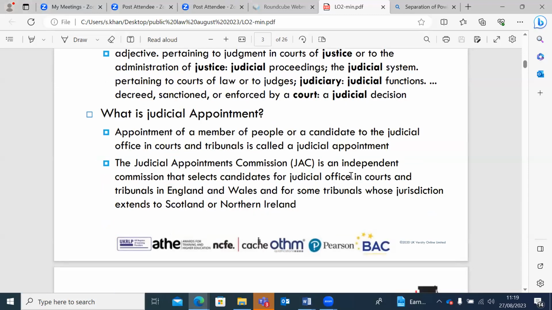What is judicial appointment? The appointment of a member of people or a candidate to judicial office in courts and tribunals is called a judicial appointment. The Judicial Appointments Commission, JAC, is an independent commission that selects candidates for judicial office in courts and tribunals in England and Wales, and for some tribunals whose jurisdiction extends to Scotland or Northern Ireland.